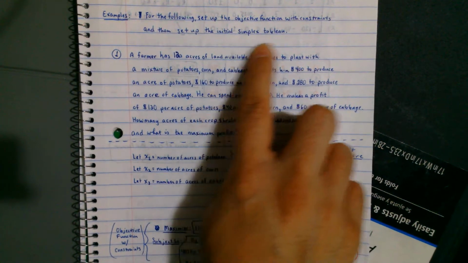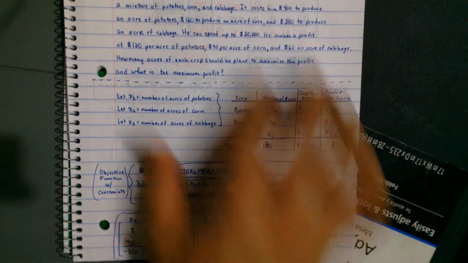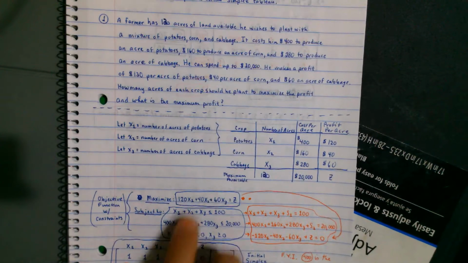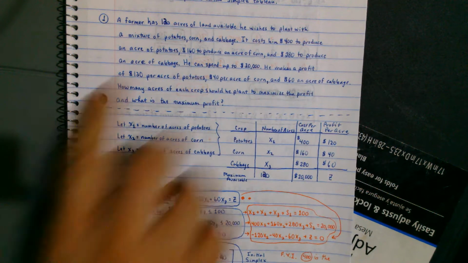So again, you have to set up the objective function with constraints, and then set up the initial tableau. So we have to set all of this up on our own. That's the difference. So let me walk you through this.